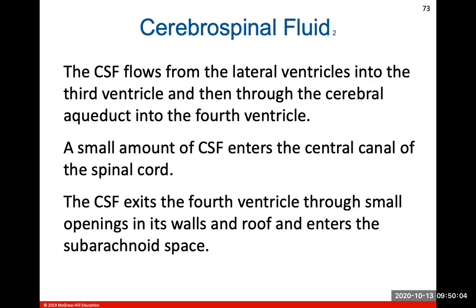So it will flow from your lateral ventricles into the third ventricle and then into the fourth ventricle. A small amount enters the central canal, and the cerebrospinal fluid will exit the fourth ventricle through a small opening in its wall and roof and enter the subarachnoid space.